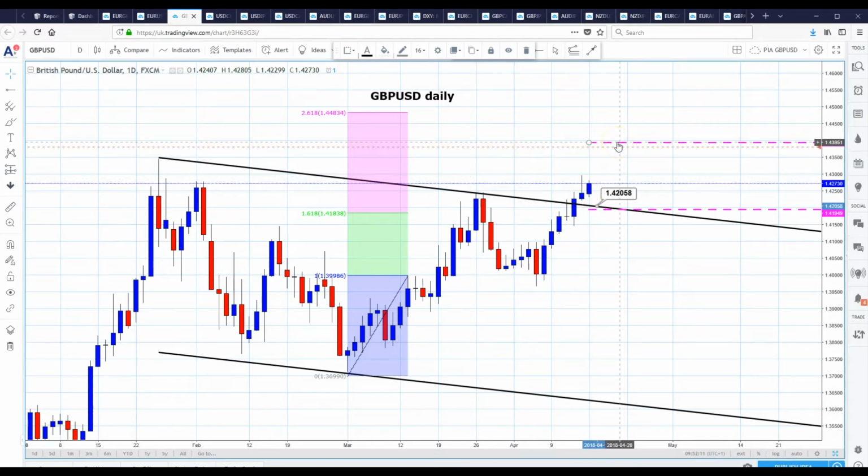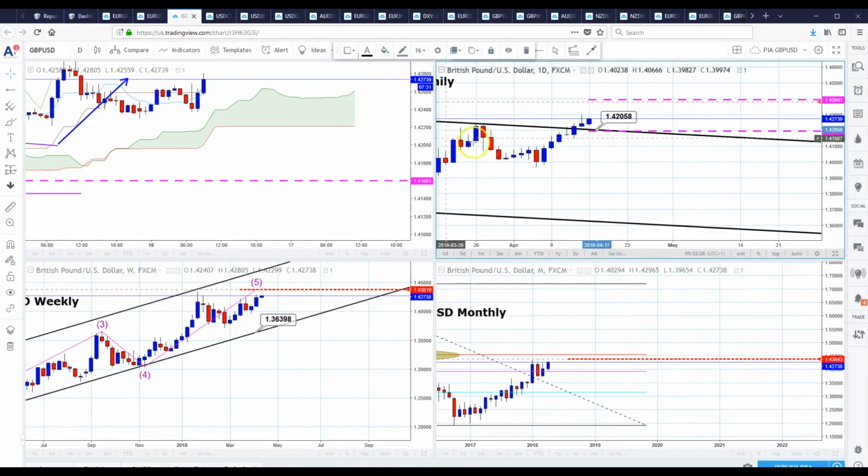Now 143.84 is our resistance level, and then above that we've got this 261.8% at 144.84. So immediate bias is bullish, but only up until this zone here where we're expecting sellers to return.